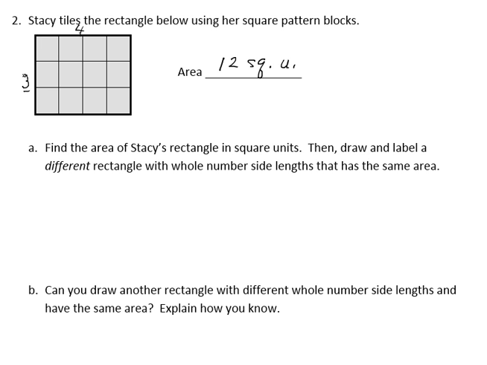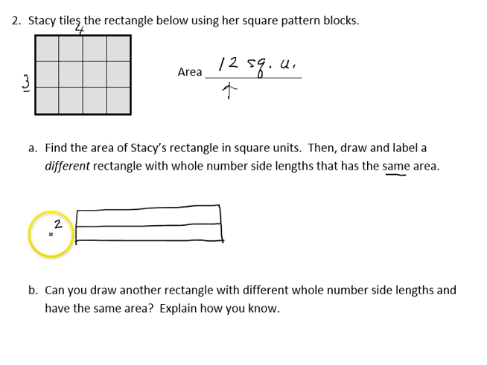The next direction says draw and label a different rectangle with whole number side lengths that has the same area. So we need another rectangle that also has an area of 12 square units. I'm going to draw a rectangle that has a length of 2 units and a width of 6 units. So 2 units by 6 units would give me a rectangle that has an area of 12 square units.